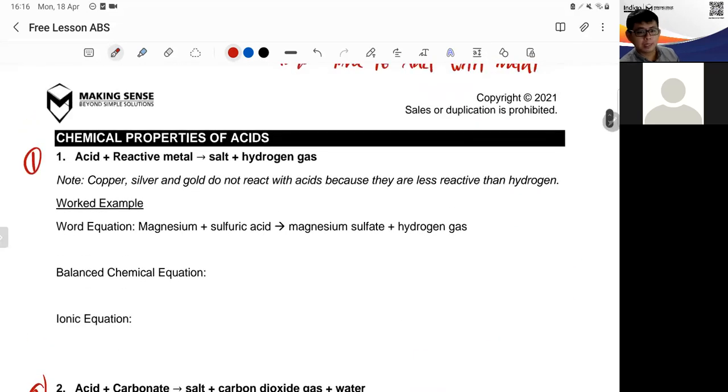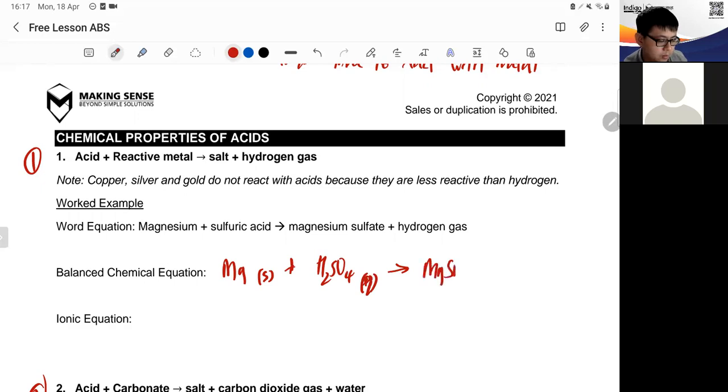First one, magnesium plus sulfuric acid gives you magnesium sulfate and H2 gas. Let's come up with the equation for that. Magnesium is a solid. We just saw sulfuric acid is aqueous, sorry. It gives you magnesium sulfate and H2 gas. It should be balanced already. Okay, so do this practice by yourself quickly.